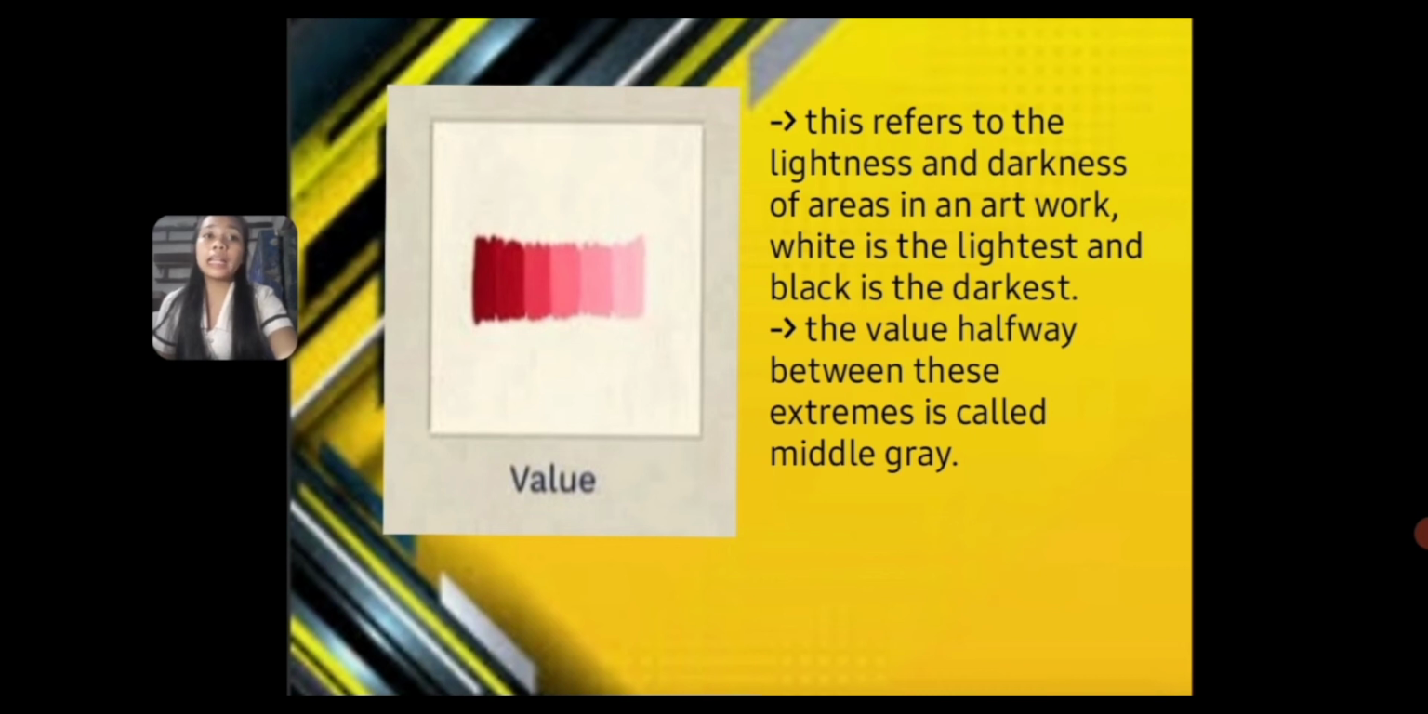So the next one is value. This refers to the lightness and darkness of areas in an artwork. White is the lightest and black is the darkest. The value halfway between these extremes is called middle gray. Value also is very important. For example, when you draw, you need to do shading, like dark or light, to capture what the object looks like, right?